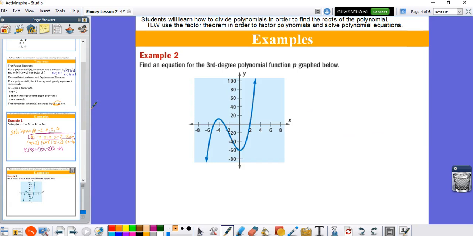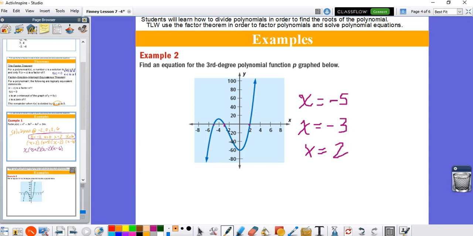So now what we're given is we're asked to find an equation for this third degree polynomial, and we have the graphs here. We don't have the equations, but we have the graph, so we can find our x-intercepts. So this x-intercept looks like it's here. This one looks like it's here. This one looks like it's here. So if you had to estimate what these would be, maybe it would be x equals -5. Maybe it would be x equals -3. Then maybe it would be x equals 2.